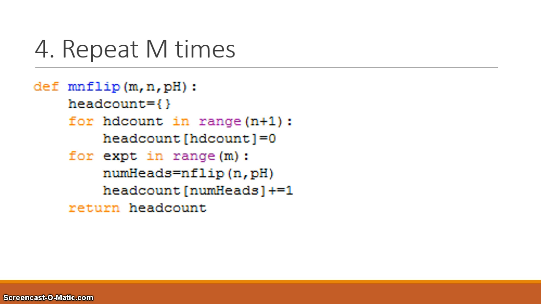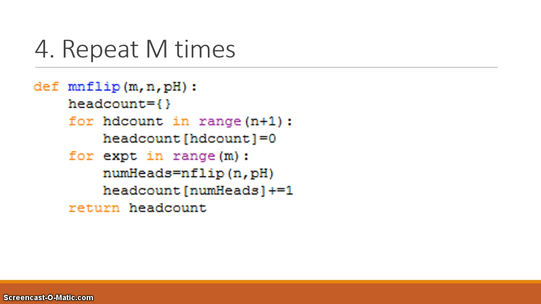Then I start another for loop in range of m. M here is the number of times you want to repeat, so it's maybe 1,000, 10,000, or 100,000. Okay, so I set the num heads equal to n flip. So now we got the number of heads after n times flip.